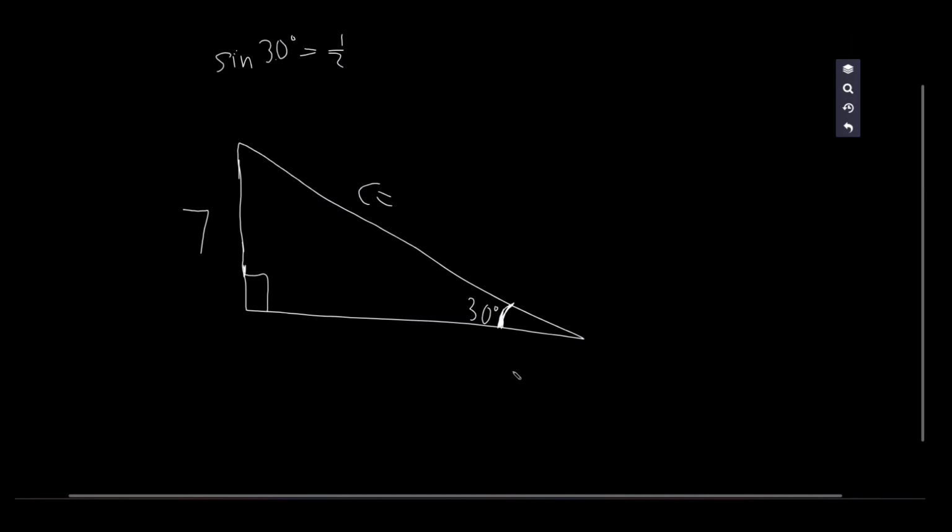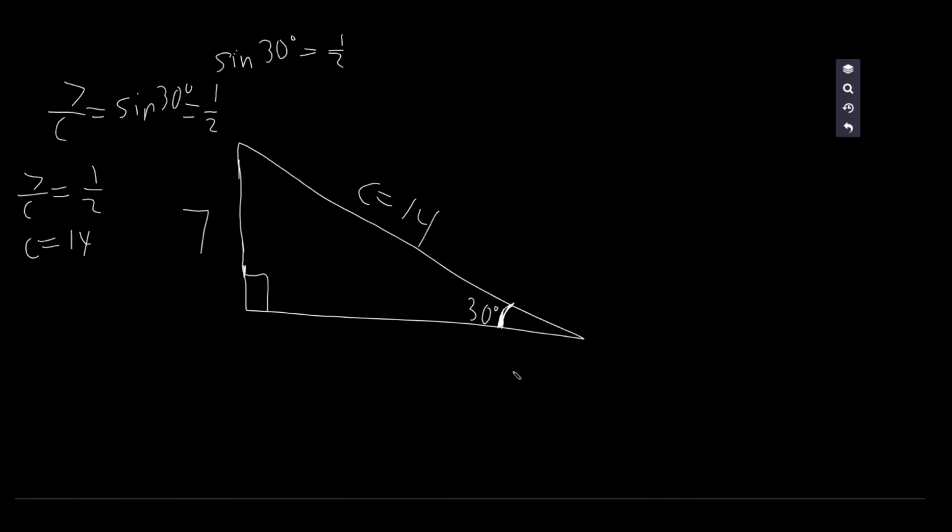If we have sine of 30 equals 1/2, so 7 over this side C, which is just sine 30, equals 1/2. So 7 divided by C equals 1/2. And you can do a bit of math here to find out that C equals 14. Let's reflect on what we did here. We used the example of sine 30 for one triangle, and then we can use that example to find side lengths for any triangle.